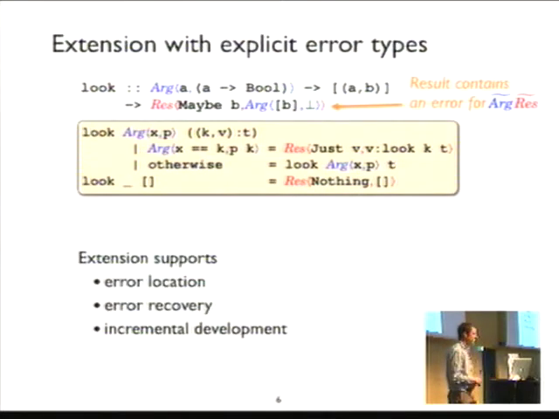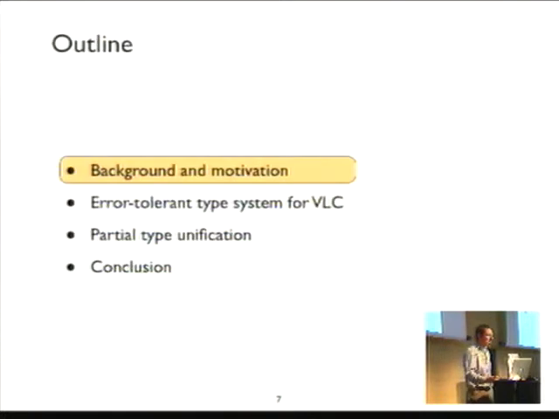Okay, so this extension is practically motivated by basically 3 concerns. The first thing is we want to determine which variants have type errors in them. We also want to be able to recover from errors so that we can continue the type inference process and find all of the errors in a variational program. And we also want to support incremental development. We want to be able to let programmers write some variants while leaving some variants undefined or incomplete or not type correct. Okay, so first I'm going to give some background on the variational type system and how we extended it to make it error tolerant.